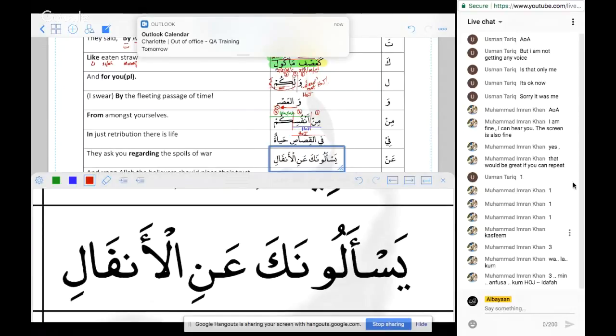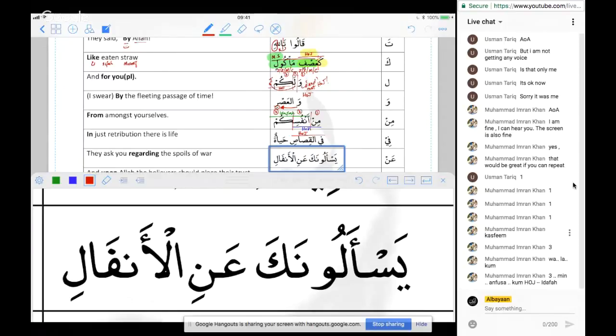Sorry, my office reminders are coming on top. I should have disabled them.